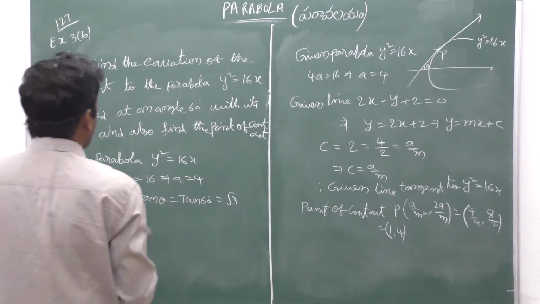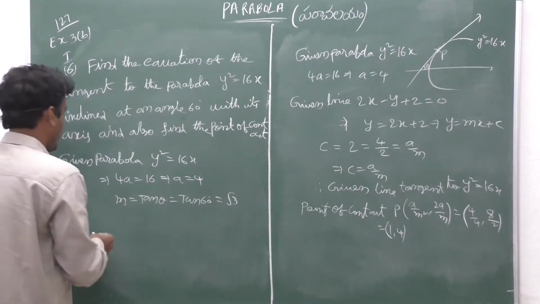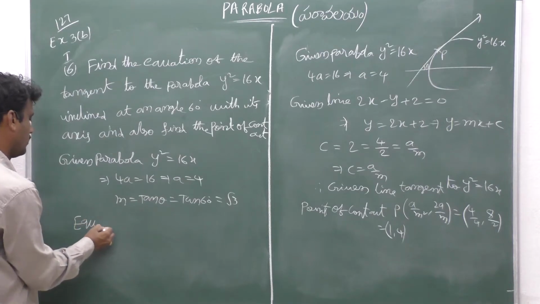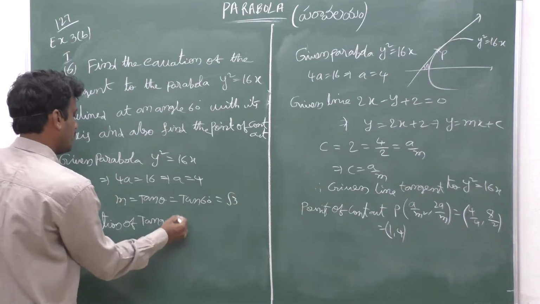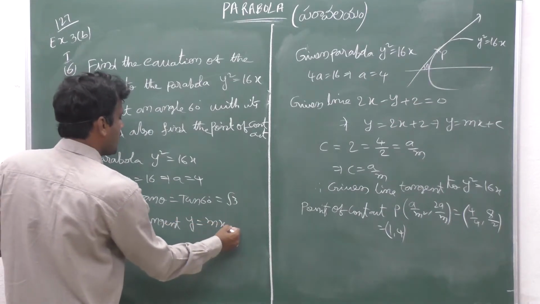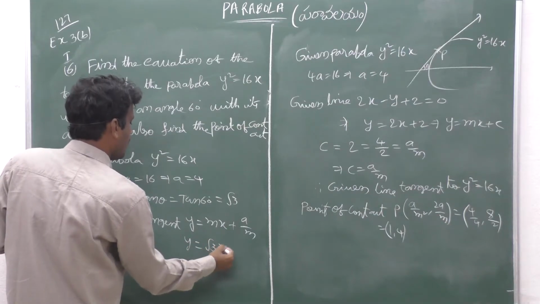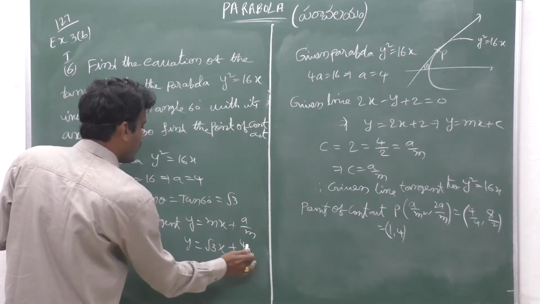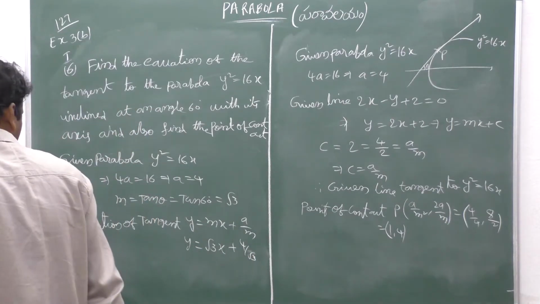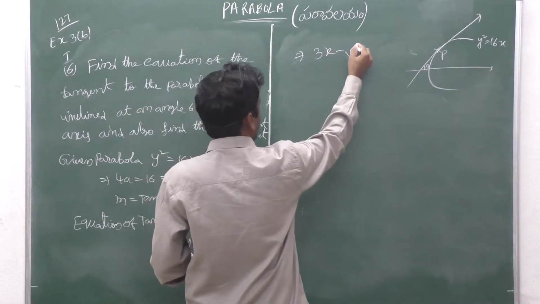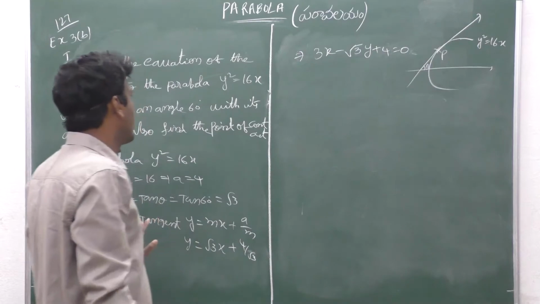Next, the equation of the tangent. y = mx + c, where c = a/m. That is y = √3x + 4/√3, so y = √3x + 4/m. Simplifying, √3x − 3y... that is x − √3y + 4 = 0. That is the equation of the tangent.